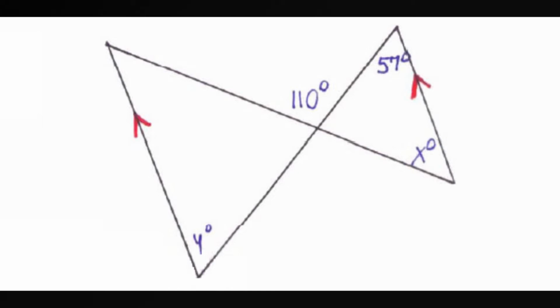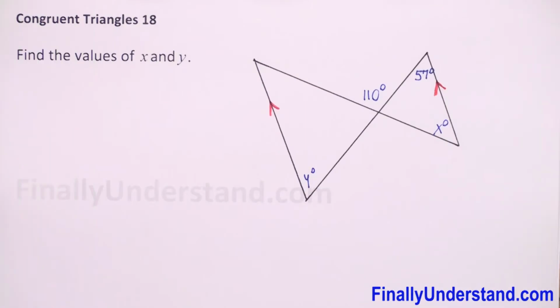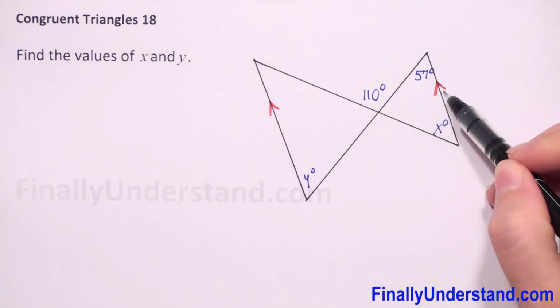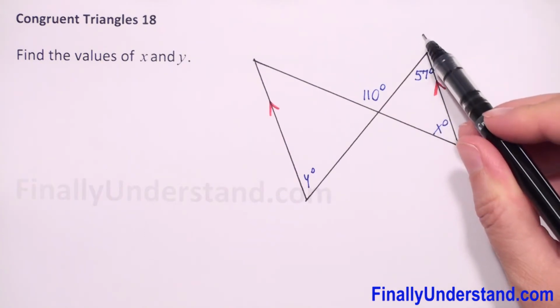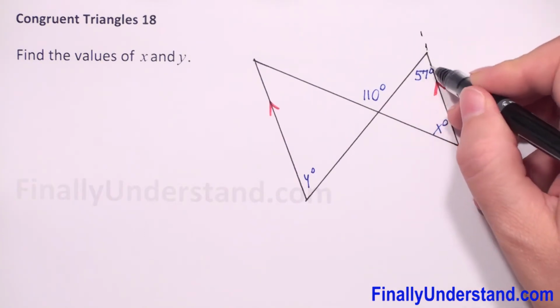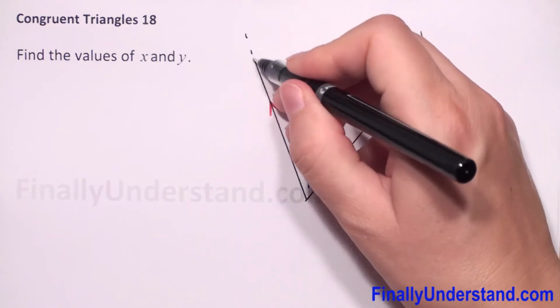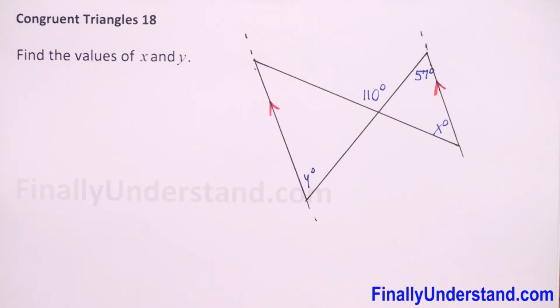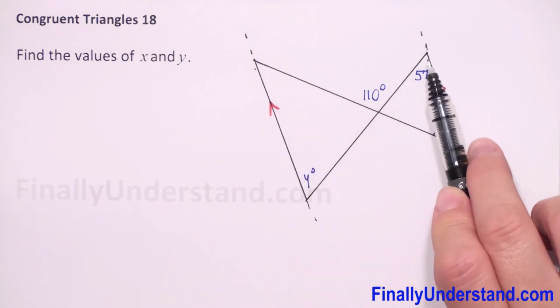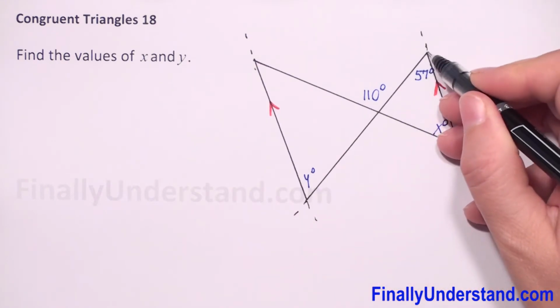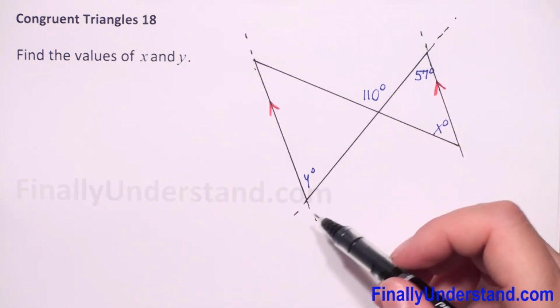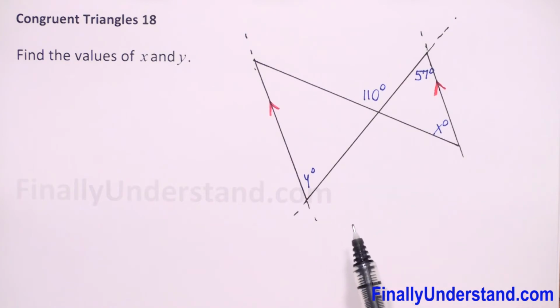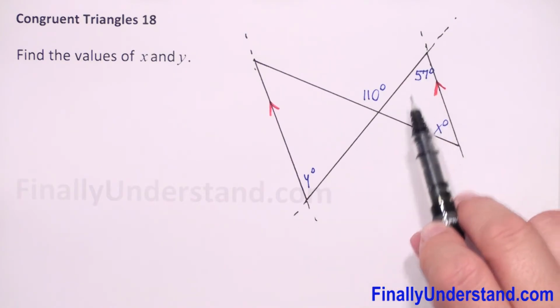We have to find the values of x and y. Let's see our graph. First, we see that this red sign means that these two lines, if you extend them, are parallel. So we have two parallel lines, and let's say this is our transversal. These two parallel lines are cut by the transversal.